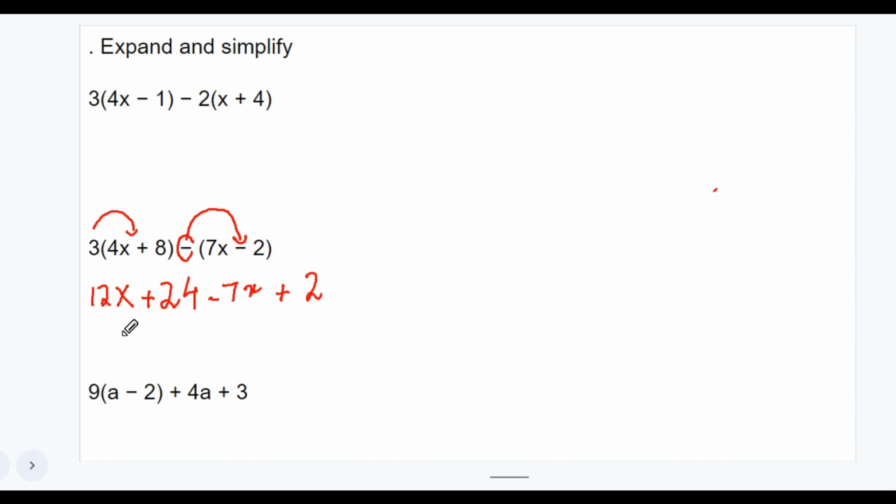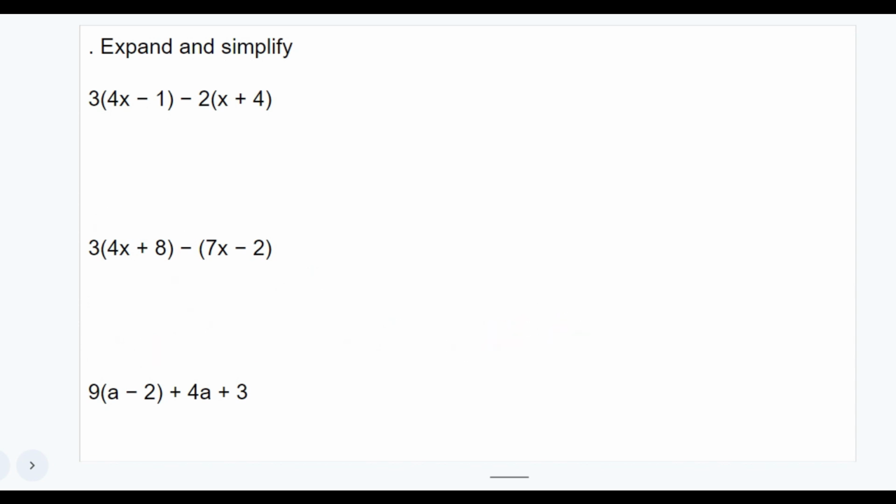Okay, now what next we need to do? We need to collect the like terms, that is 12x, and here it is minus 7x. Then which one is the next one? Number 24 and plus 2. So now we can do 12 minus 7 will give us 5, and x is going to remain same. Then 24 plus 2 is 26. Okay, so this is your answer.